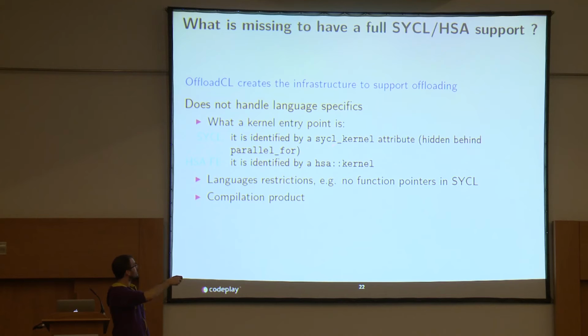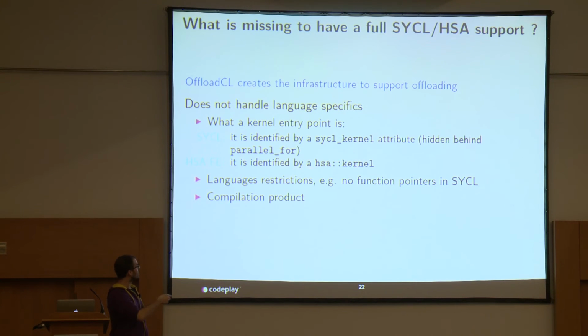For SYCL, we need to define what is a kernel entry point. So we use an attribute, SYCL kernel. I've not shown you this before because it's completely hidden from the user. These attributes actually appear in the parallel_for that the user calls. You don't need to see it. Only the runtime and the compiler will need to manage it.